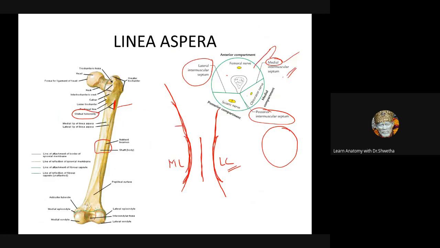To the lateral lip, what is attached, students? Lateral intermuscular septa. To the intermediate area, what is attached? Posterior intermuscular septa. Now comes your MCQ question. Now see here.